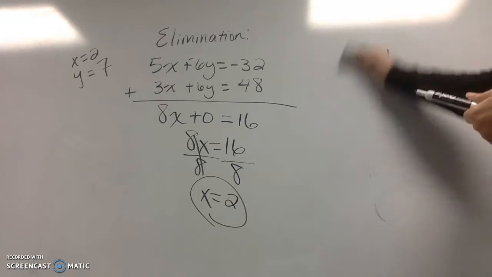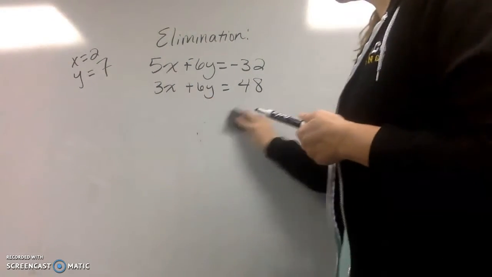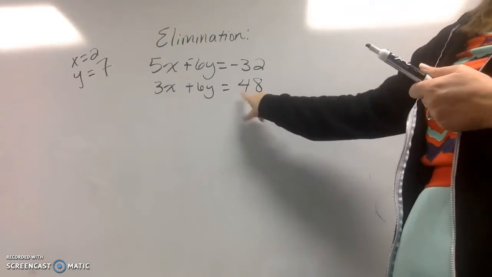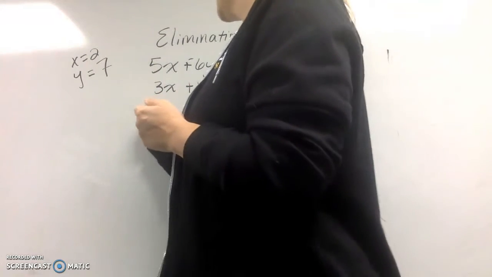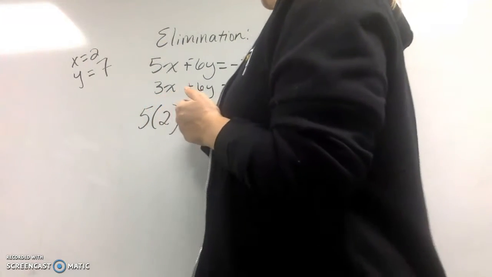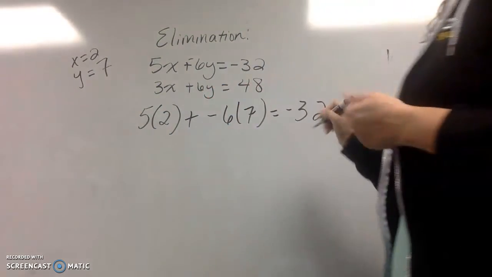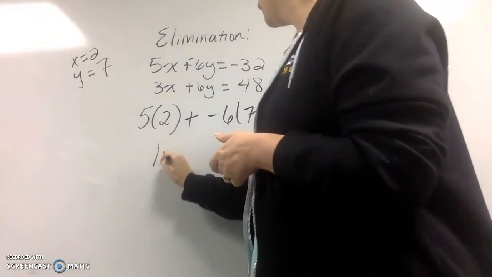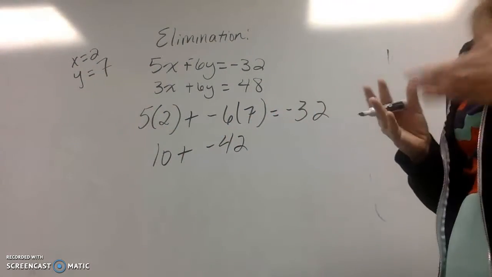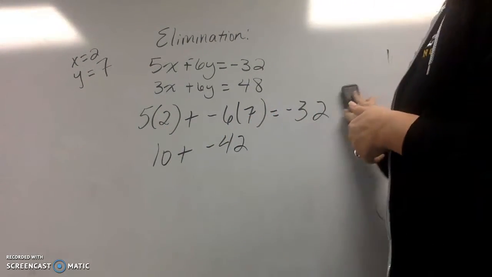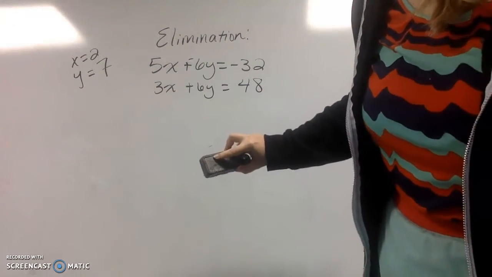Okay, now I can check my answer since of course I can plug it back into this one. So since I solved with this one, I'm going to go ahead and plug it into that one. Does 5 times 2 plus negative 6 times 7 give me negative 32? 10 plus negative 42 does give you negative 32, so it in fact checks. Okay, so let's try another one.